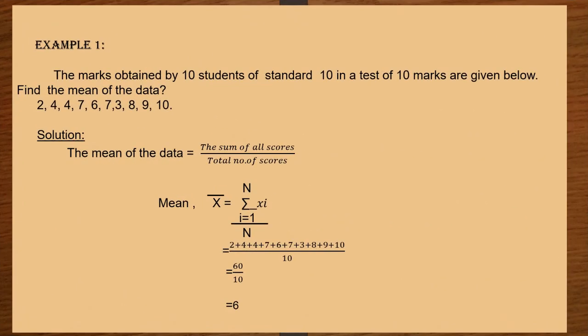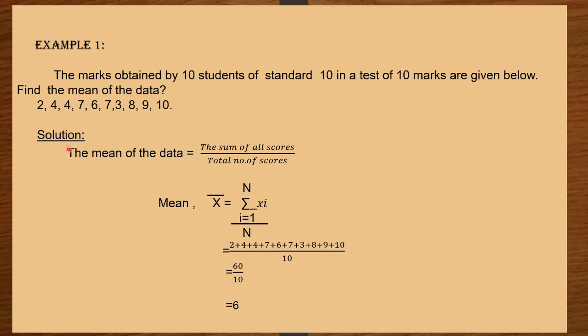Example 1. The marks obtained by 10 students of standard 10 in a test of 10 marks are given below. Find the mean of the data. That means find the average of the data. The numbers are 2, 4, 4, 7, 6, 7, 3, 8, 9 and 10.